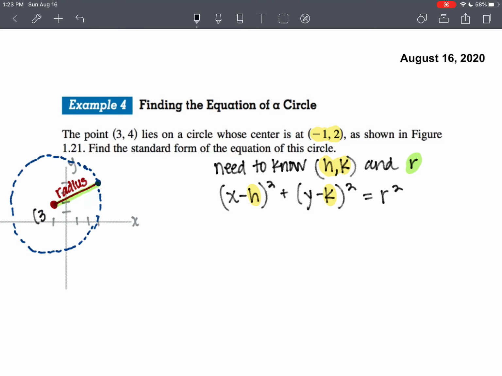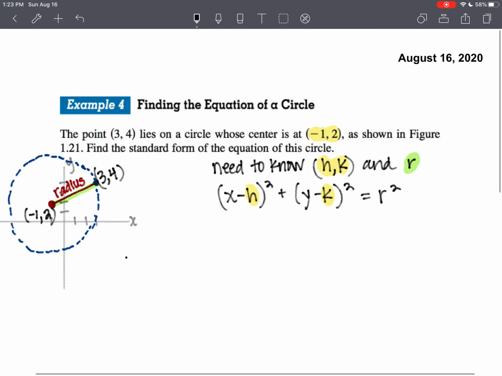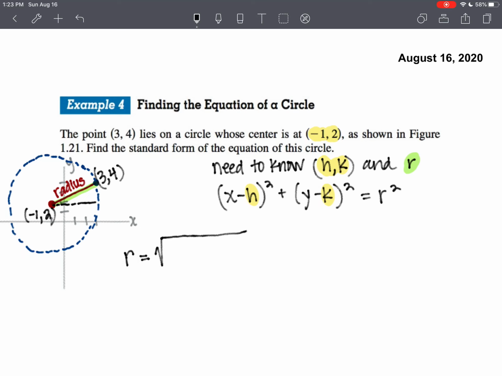Well, if we've got (3, 4) being on the circle, and we've got (-1, 2) being the center of the circle, we can use the distance formula. So let's use the distance formula. So the length of the radius r is going to equal the square root of, now here I can draw a right triangle for you. See, it's the hypotenuse. So we can say the distance in the x's, the distance in the y's. However you want to do this, we need to find the distance between those two points. There's lots of different ways to do that.